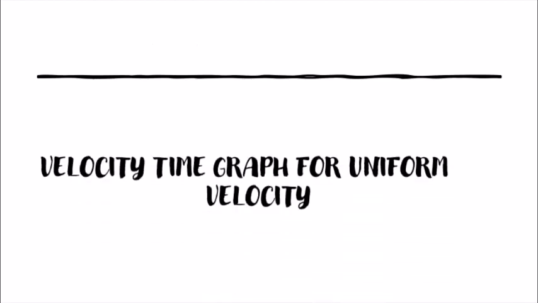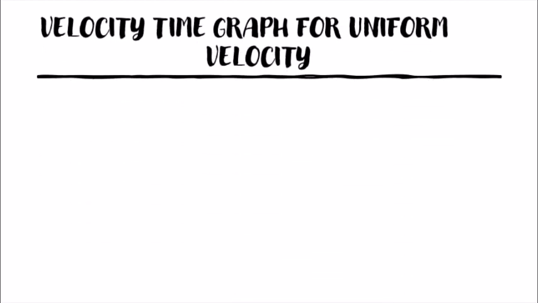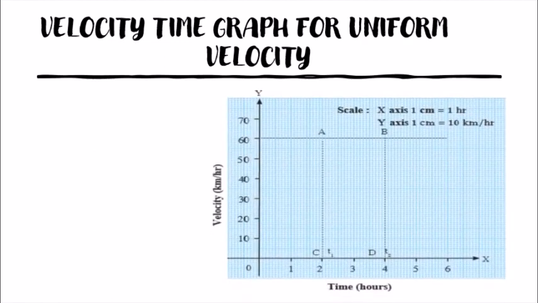Let's now learn the velocity time graph for uniform velocity. Now, here in this graph, we have plotted time on the x-axis and velocity on the y-axis. Here, a train is moving with a velocity of 60 kilometers per hour for 5 hours. So, how did we get a straight line here?